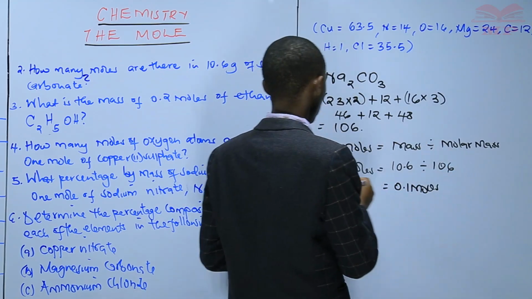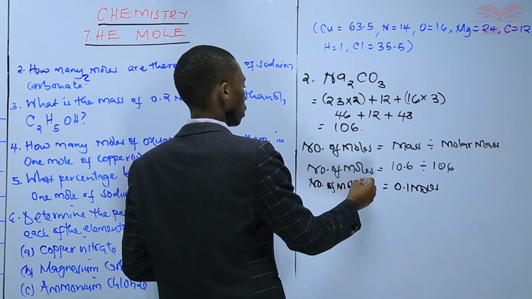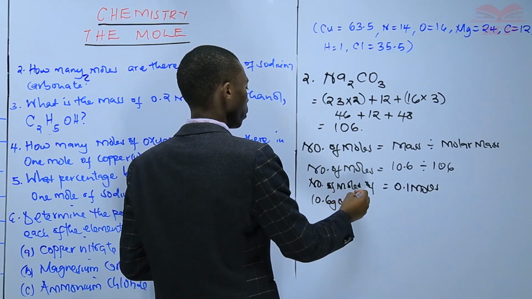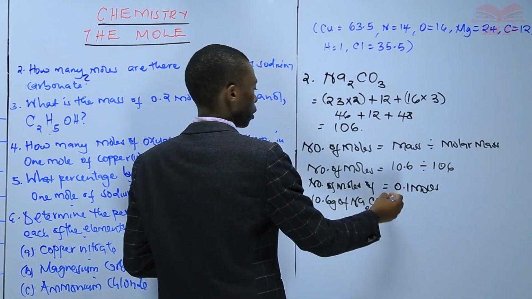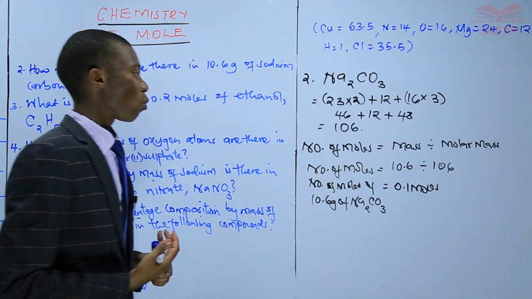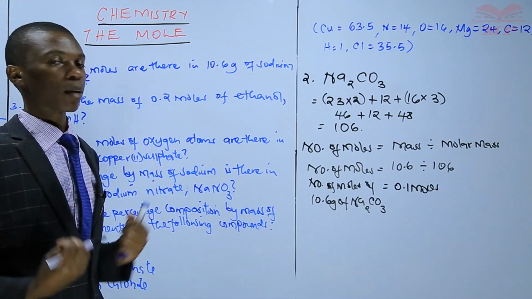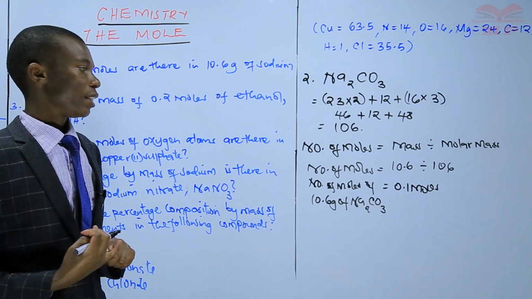That is how you're supposed to go about it. So the number of moles of 10.6 grams of sodium carbonate is 0.1 moles.